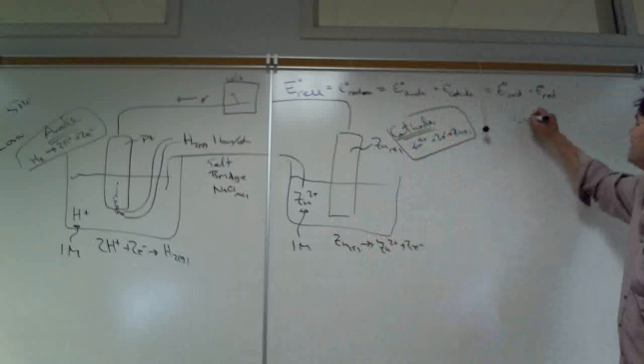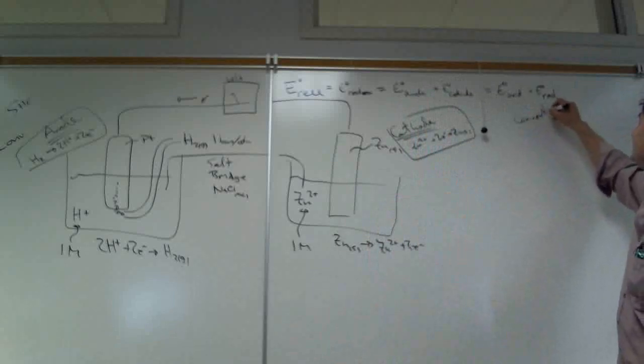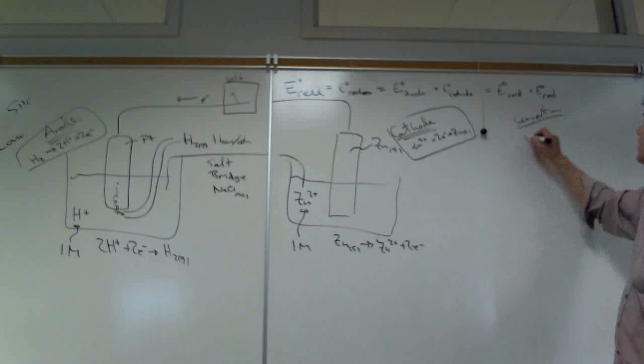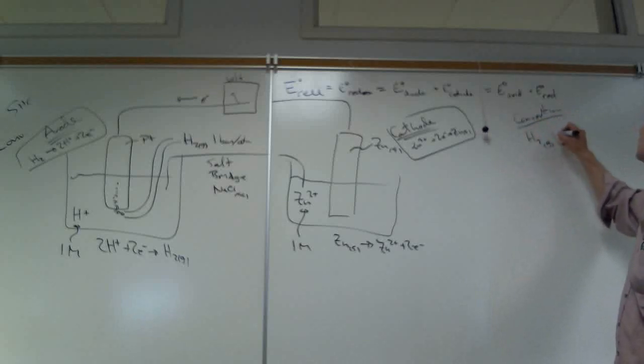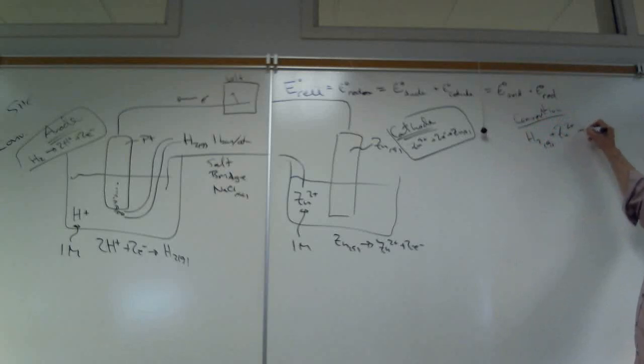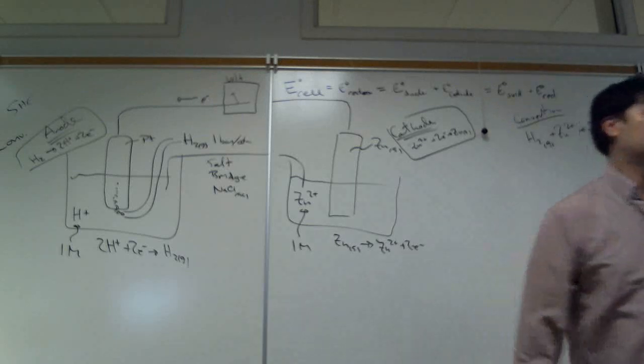And so by convention, the net reaction is this. By convention, the net reaction is H2 gas gets oxidized by Zn2 plus to produce 2H plus and Zn solid. That's by convention. This is because we wrote it left to right. Normally we write left to right. But the voltage for this, E of the cell is equal to minus, actually, let's see.